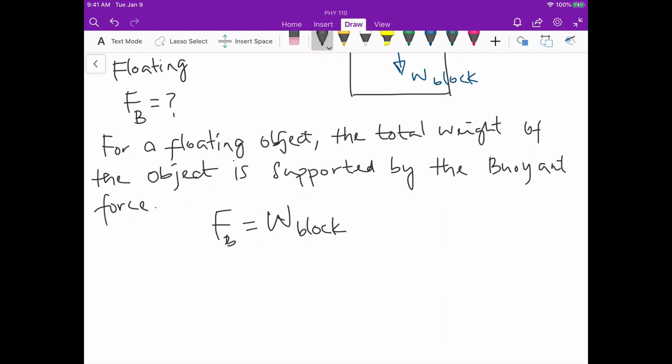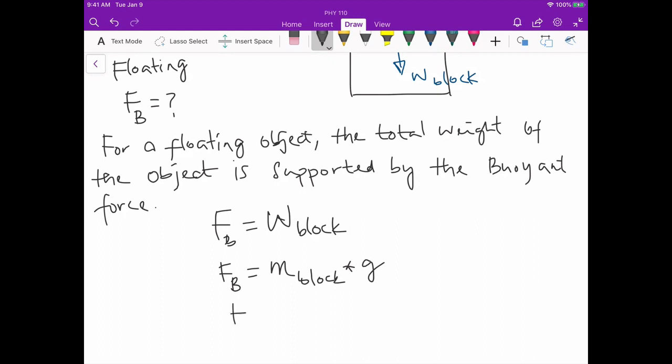If the weight of the block was larger than the buoyant force, then slowly but surely the wooden block will fall down, okay? So therefore, the buoyant force will simply be equal to the weight of the block. And we know how to find the weight of the block: the mass of the block multiplied by gravity.